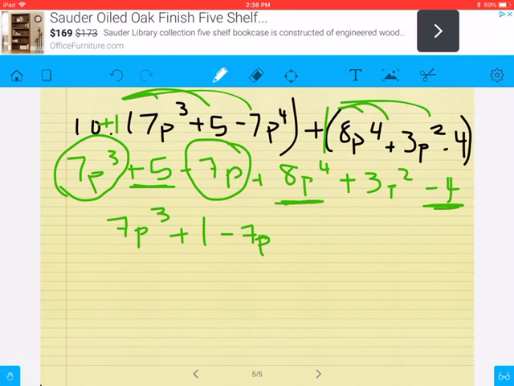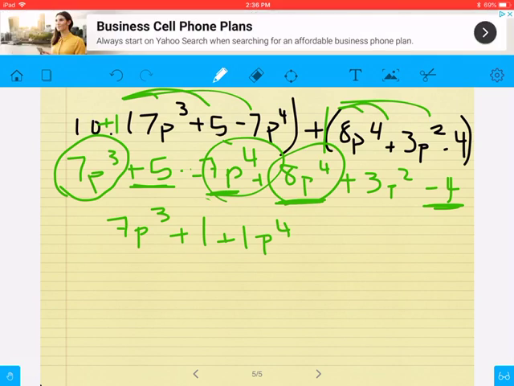8p to the 4th. Oh, I'm sorry. This should be 7p to the 4th, shouldn't it? Good thing you guys are catching me there. So this should be 7p to the 4th, -7p to the 4th. So this -7p to the 4th and this 8p to the 4th are going to combine to give me a 1p to the 4th. See, teachers make mistakes too. Oops, and my 4s are just not with me today. So those two are done. Those were two terms that were like.